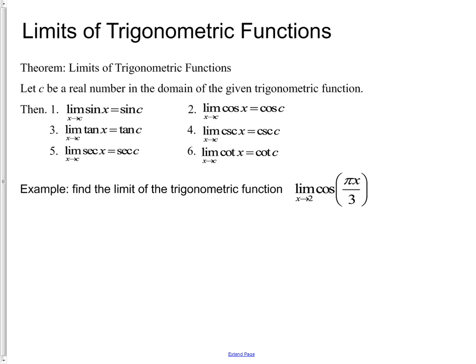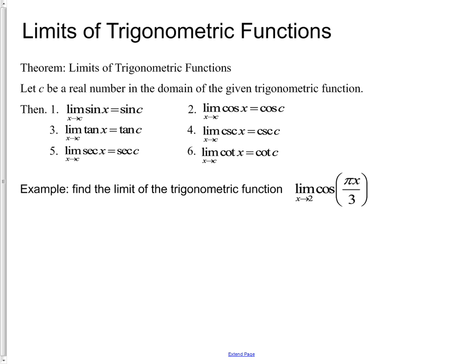Basically, for each one of the cases, as you can see here, if c is a real number and that number is in the domain of the trigonometric function, then the limit as x approaches that value c of any one of those 6 trigonometric functions will be equal to the value of the function at that point c.